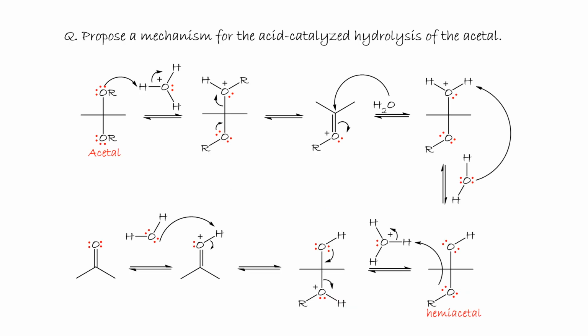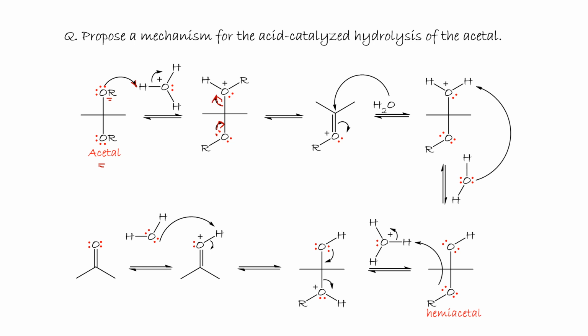Propose a mechanism for the acid-catalyzed hydrolysis of acetal. It is a reverse of the formation of the acetal. The acetal could be hydrolyzed easily using acidified water. So the first step will be the protonation of the oxygen of one of the OR groups. Then the lone pair of the other one will kick this HOR group out.